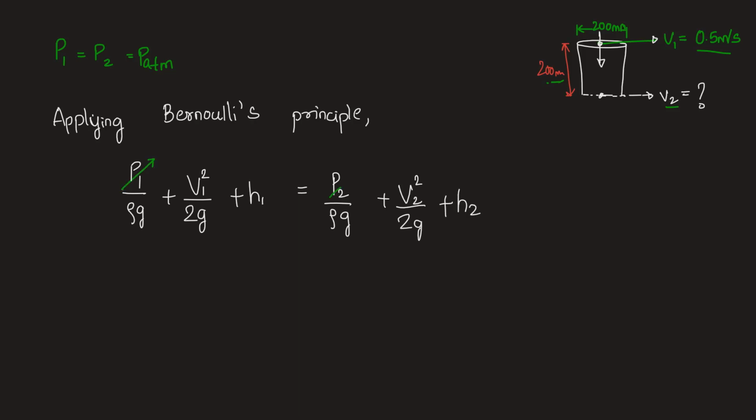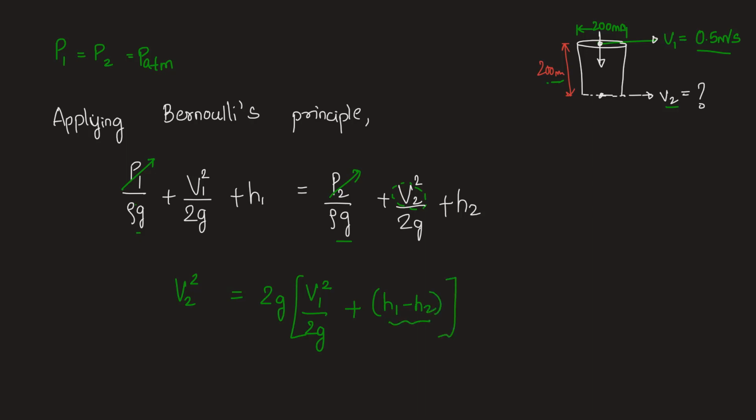P1 and P2 are equal to each other. First terms on both sides will subtract out to 0. So we are left with V1 square by 2g. We can take V2 square by 2g to the left hand side. We have V1 square minus V2 square. The only unknown here is V2. So keeping V2 on one side, we have V2 square is equal to 2g into V1 square by 2g plus H1 minus H2. We know that the elevation difference is 200 millimeters.